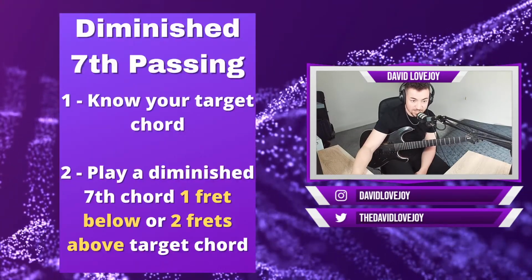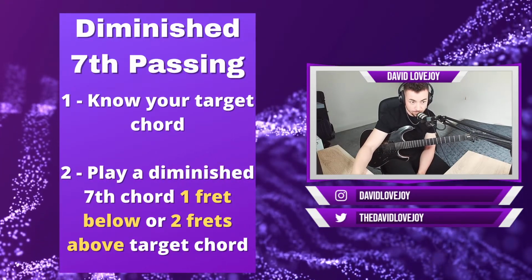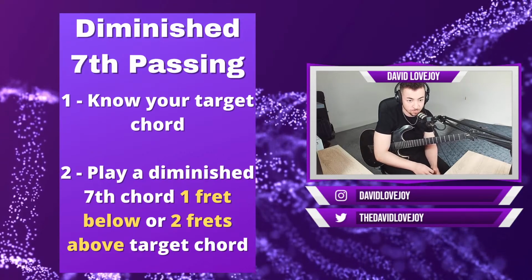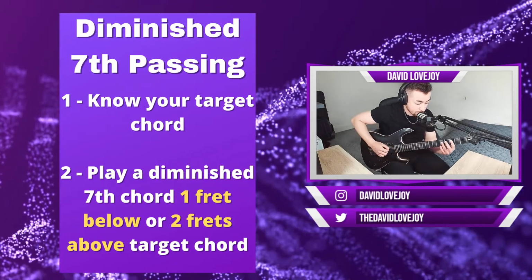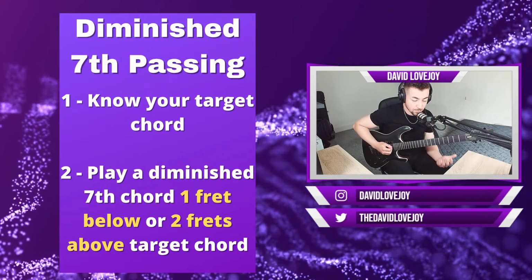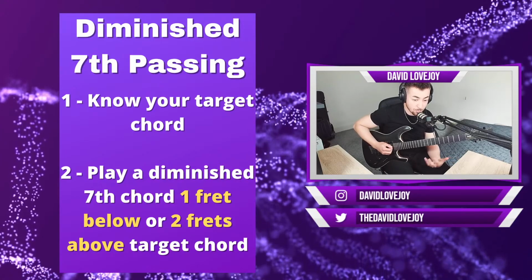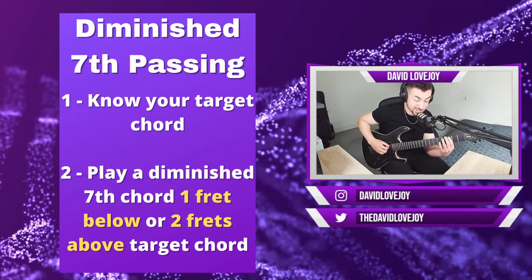But basically, the next type of passing chord is the diminished 7th passing chord. So again, we want to know the target chord. And let's say we're going to C major this time. What we want to do is play a diminished 7th chord, a fret below or 2 frets above the target chord. So the root note of our C major chord is C.